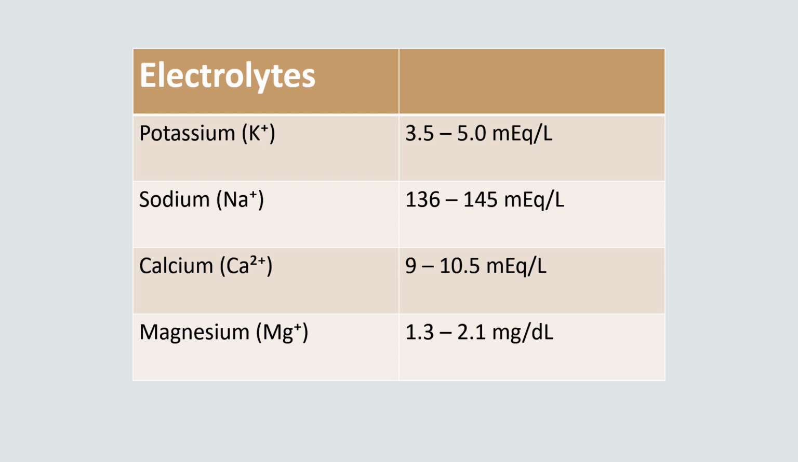Hypomagnesemia is levels below 1.3 milliequivalents. Critical values are less than 0.5 milliequivalents per liter or greater than 3 milliequivalents per liter. Clinical signs routinely do not occur until the level falls below 1.2 milliequivalents per liter. Symptoms will include nausea, vomiting, decreased appetite, fatigue, and weakness.